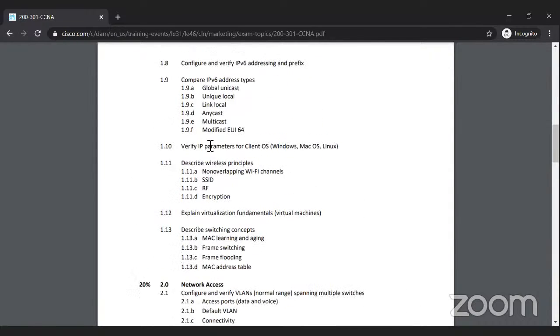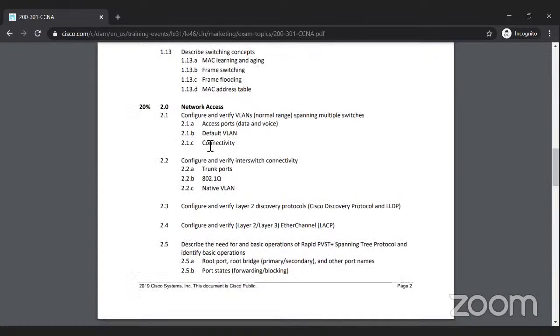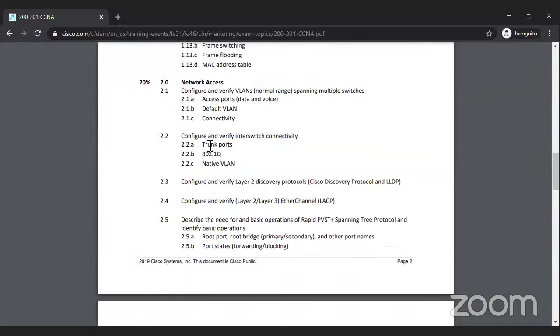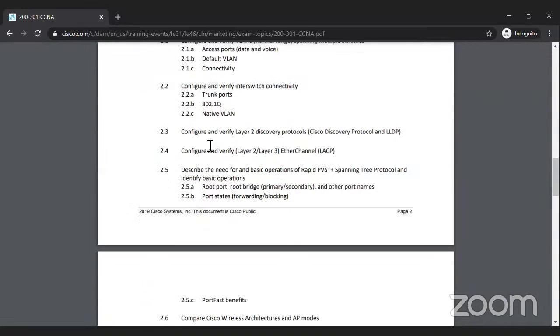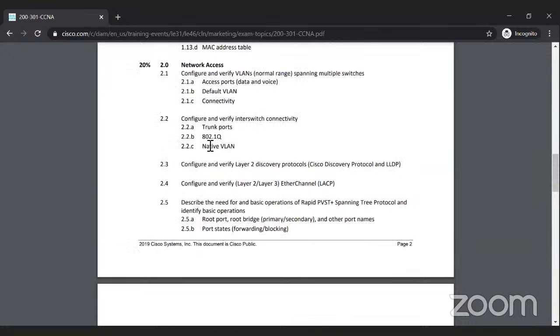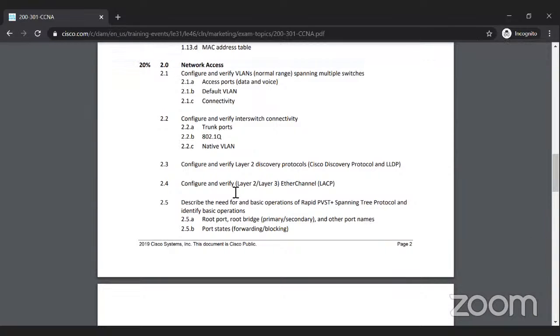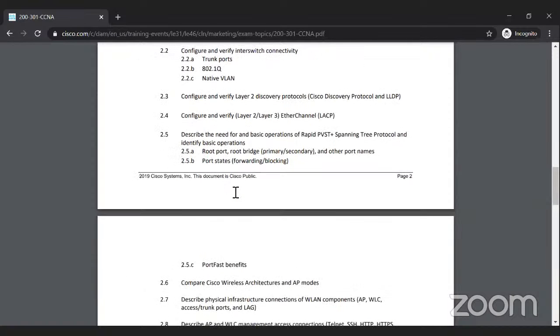So the second topic is related to network access, where we'll be talking about VLAN, the different types of VLAN, the trunking ports, and how to configure EtherChannel. So this is related to the network access. This is again fundamental. Those who are interested in security should have a good knowledge about the switch, because the first point of attack is the switch, that is a layer 2 device.